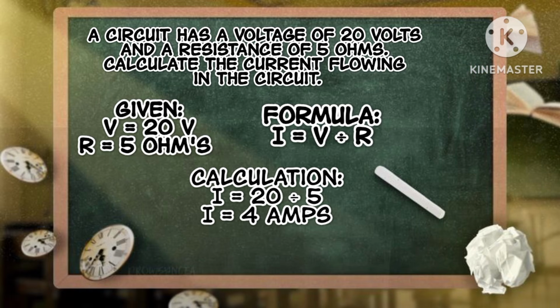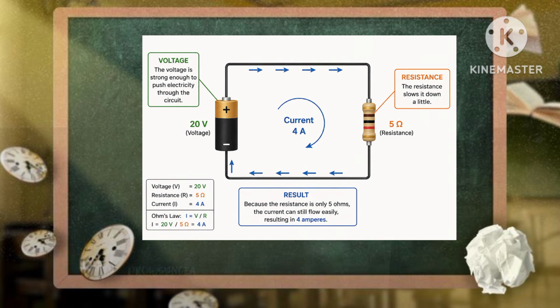Now, let us substitute the values. Current equals 20 divided by 5. When we divide 20 by 5, the answer is 4. Therefore, the current flowing in the circuit is 4 amperes. Now, let us understand the meaning of the answer. The voltage is strong enough to push electricity through the circuit while the resistance slows it down a little. Because the resistance is only 5 ohms, the current can still flow easily, resulting in 4 amperes.